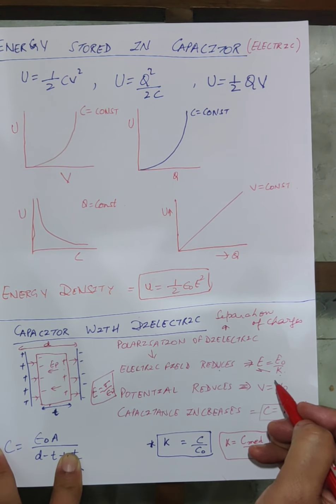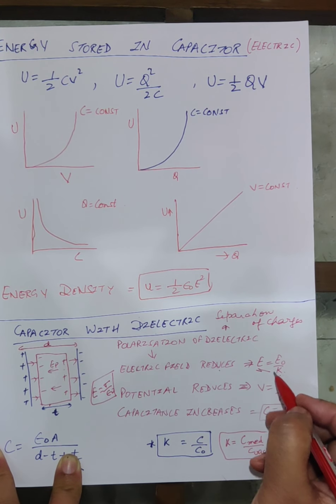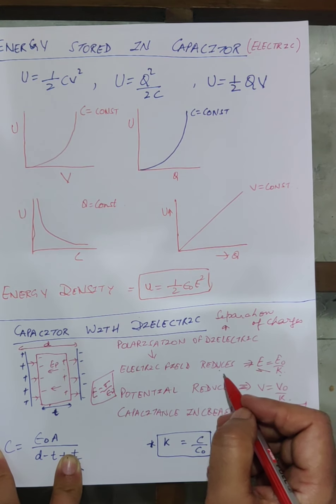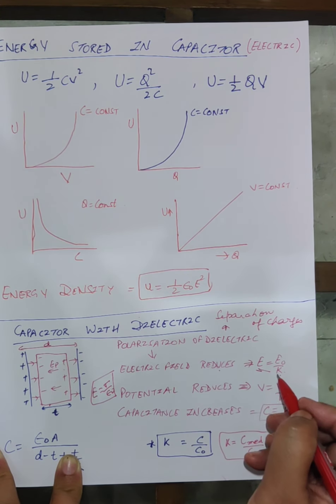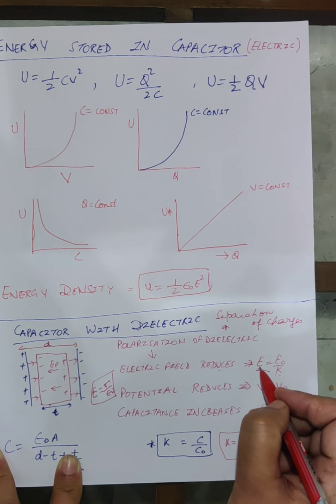Children, see that it's a trick. Reduce कम होना है तो इसका मतलब क्या होगा? E naught को हम किससे करेंगे? Divide करेंगे, multiply नहीं होगा. So electric field reduces means E will be equal to E naught by K. E is the reduced electric field.